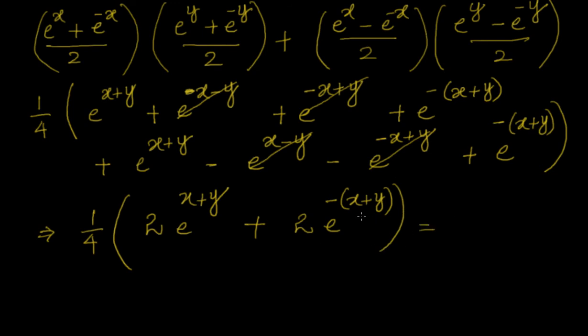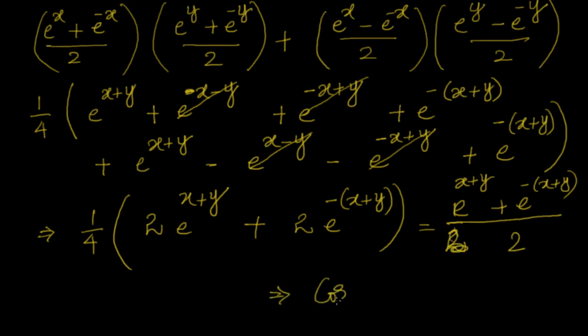That's nothing but equal to 2 I can take out, and that becomes 1 by 2 into, or you can write it as e power x plus y plus e power minus of x plus y by 2. This is nothing but equal to cos h of x plus y.